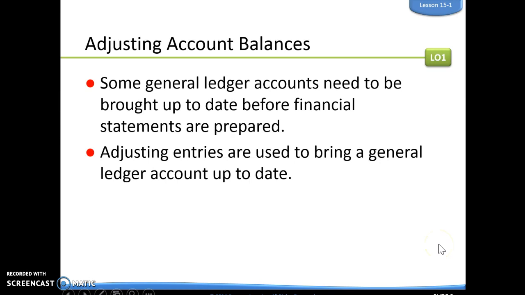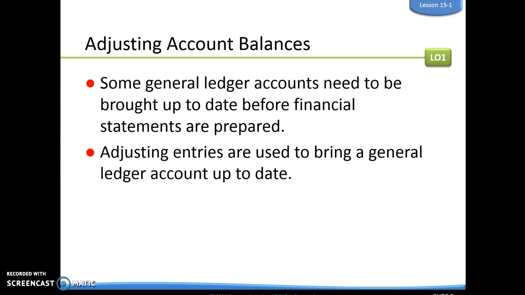So adjusting account balances. Some general ledger accounts need to be brought up to date before financial statements are prepared. Adjusting entries are used to bring a general ledger account up to date. So like it said in our objectives, we're going to be looking at adjusting right now supplies and prepaid insurance.